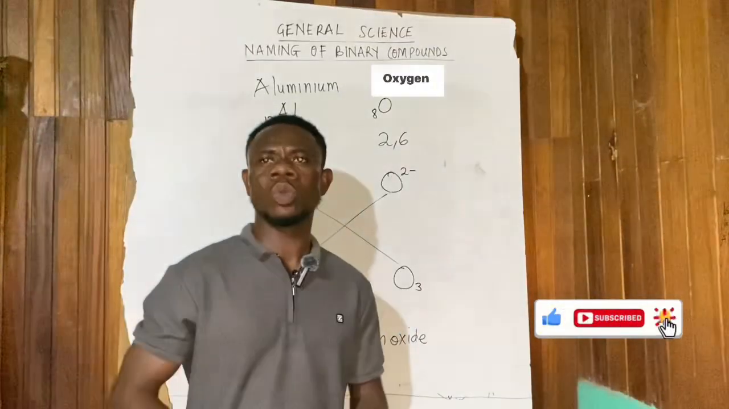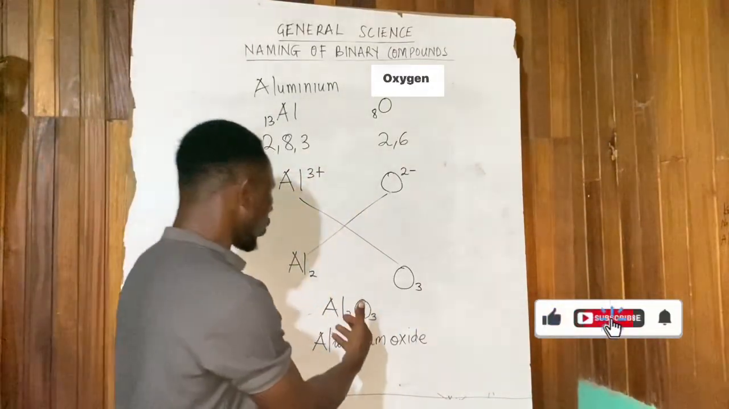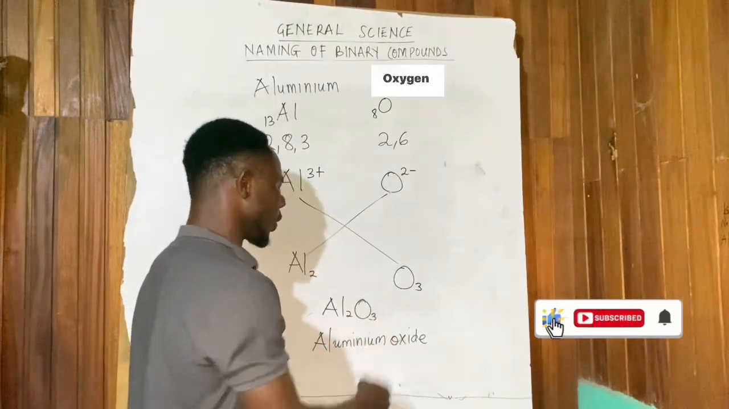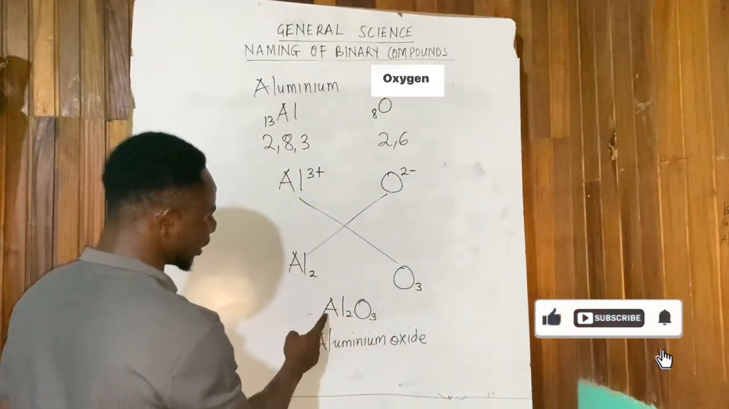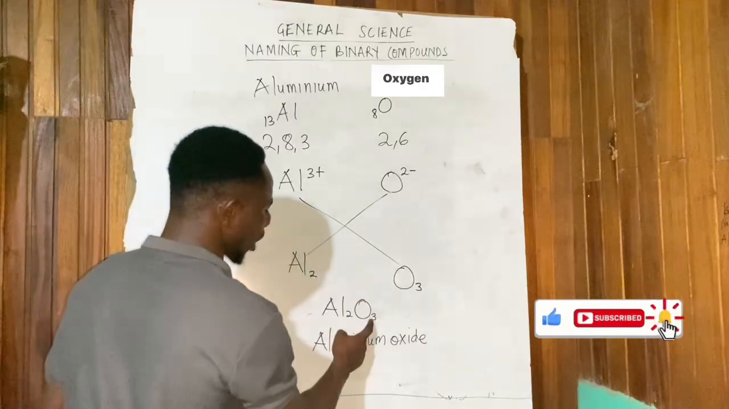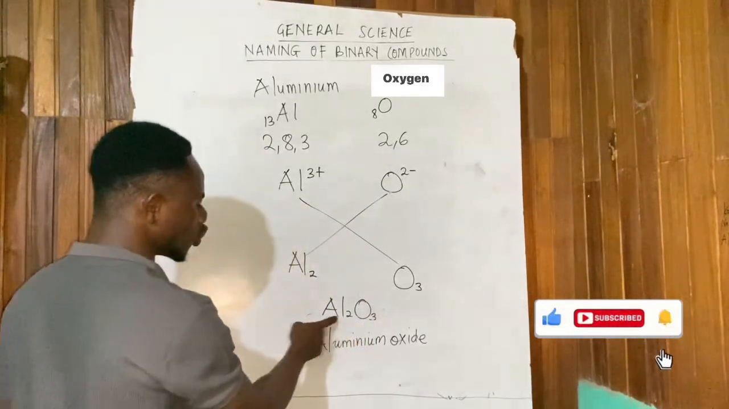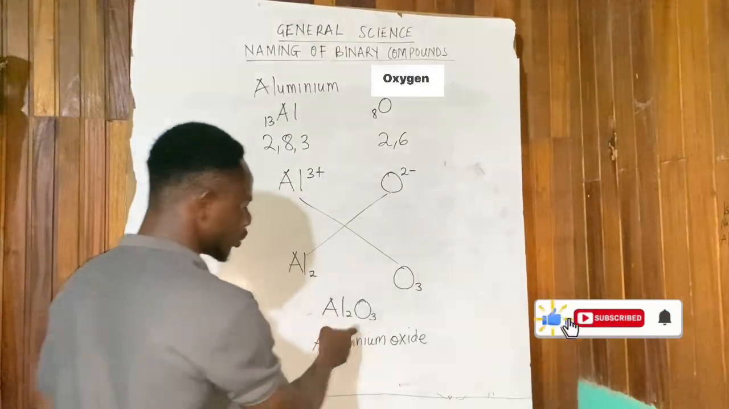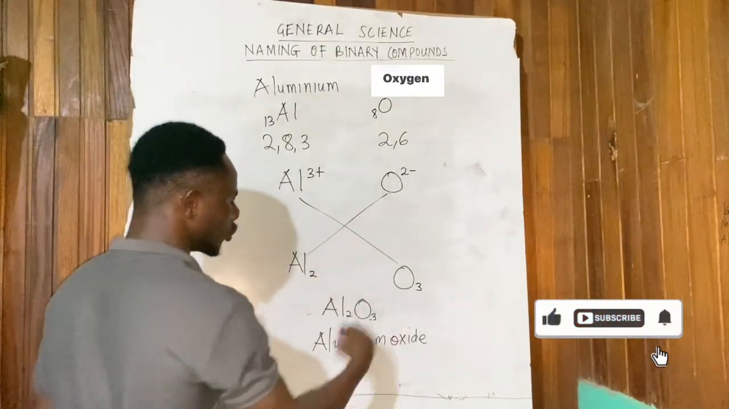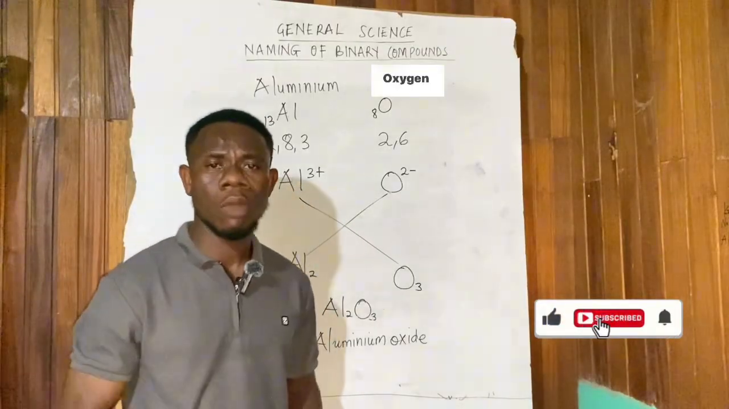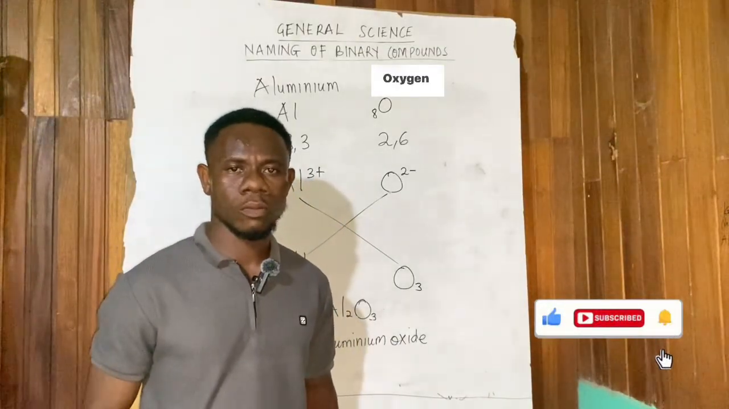Now, others too, they name the number of atoms here. So this is aluminium 2, oxygen here 3. So they can say dialuminium trioxide. Dialuminium trioxide. It means 2 aluminium, 3 oxygen. So dialuminium trioxide. If you don't want any problem, just say aluminium oxide. You are good to go.